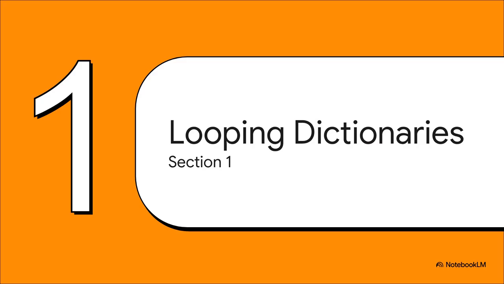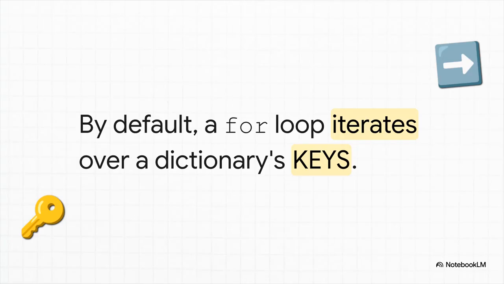So first things first, let's get down to the absolute foundation, looping. You gotta know how Python handles dictionaries by default before you can really start using its power features. And here it is, the single most important thing to remember. When you write a standard for loop for a dictionary, it doesn't give you everything. By default, it only gives you the keys. That's it. This one behavior is the starting point for everything else we're about to cover.